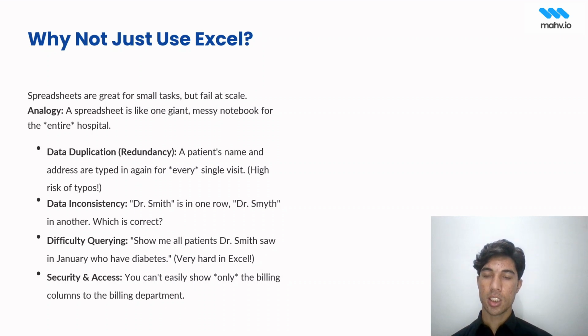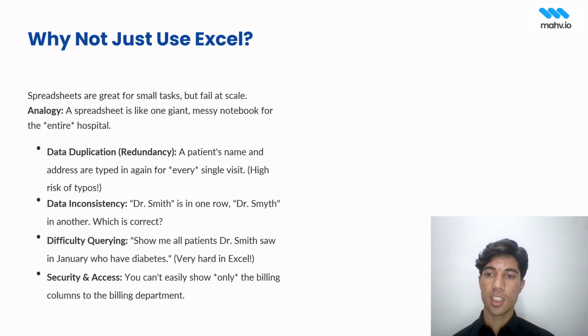Then we have data inconsistency. For example, Dr. Smith spelled with an I is in one row, and Dr. Smith spelled with a Y is in another row, which is not correct. They are both the same person, but because of some human error, they have been written into separate rows. So the data is inconsistent. This is a very common problem with spreadsheets.